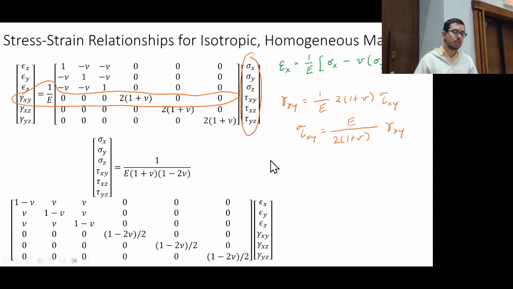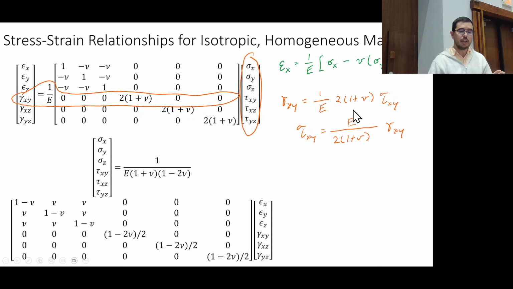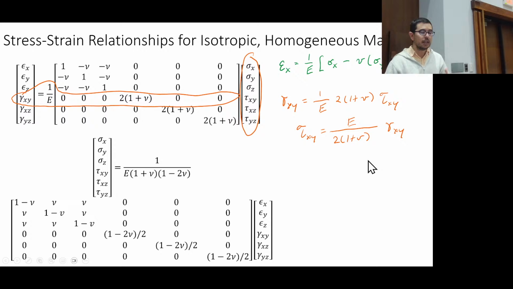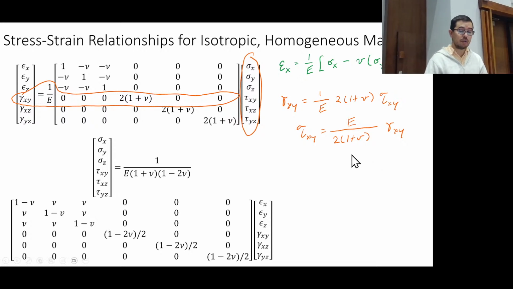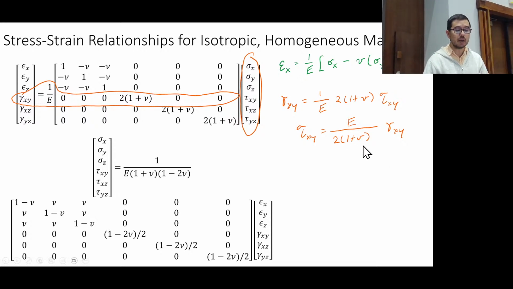What's interesting here is that, unlike what we had before, the Poisson ratio still has an effect here, actually. This Poisson ratio affects the G. The E over 2 times quantity 1 plus nu, that's G. That's the shear modulus.